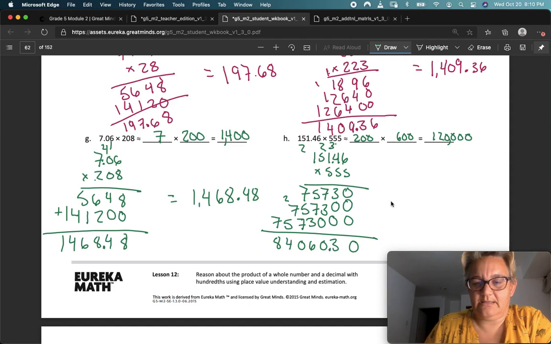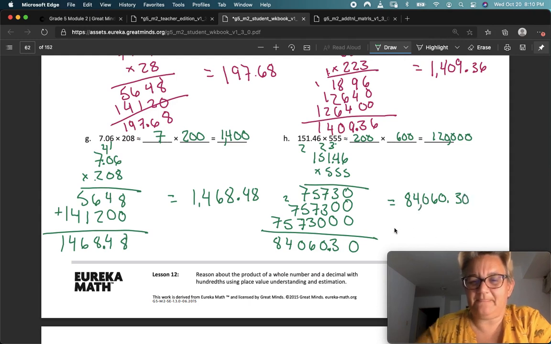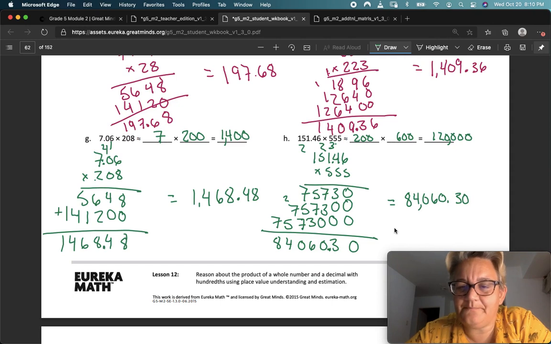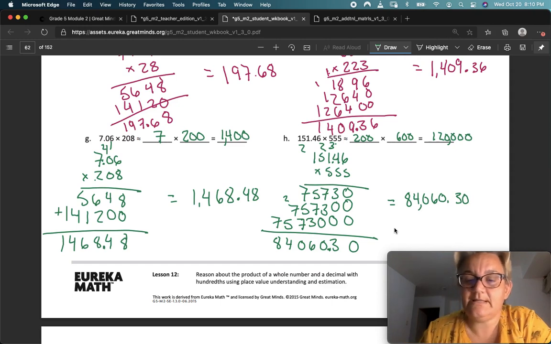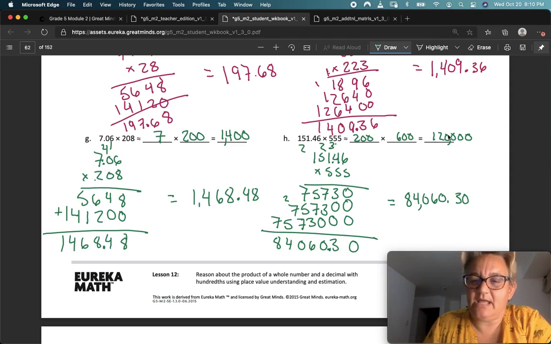Okay, so I put my decimal point back in, and what did I get? I got 8, 4, 0, 6, 0, and 3 tenths, or 30 hundredths if you prefer. 84, yeah, I guess that's a pretty close estimate.